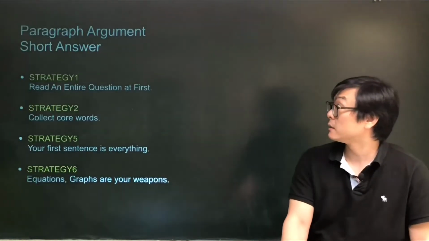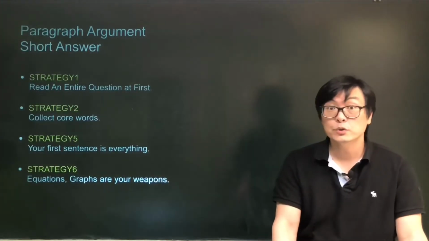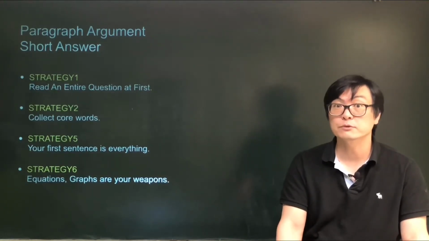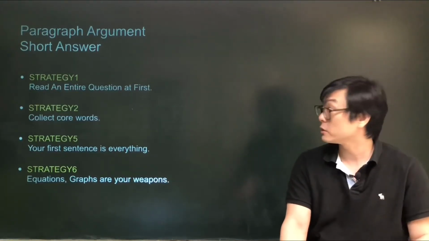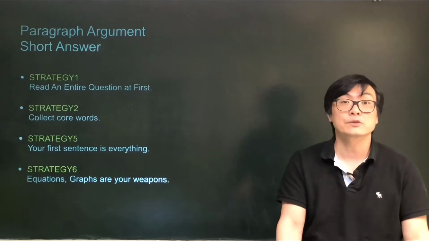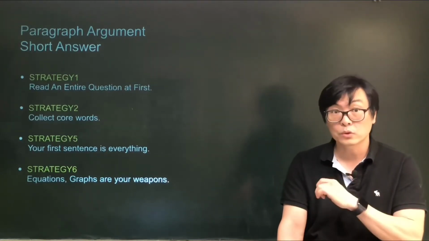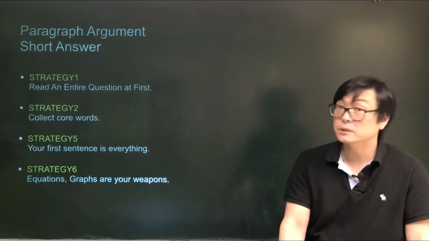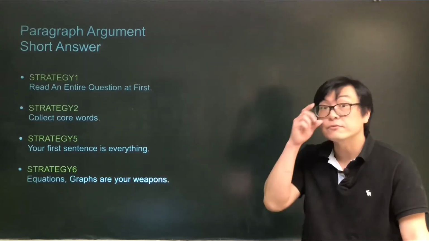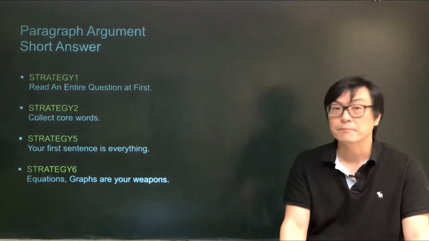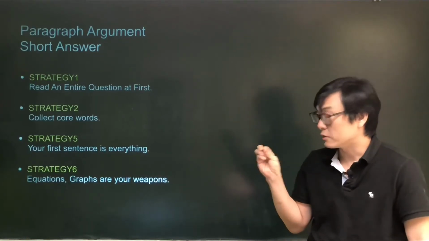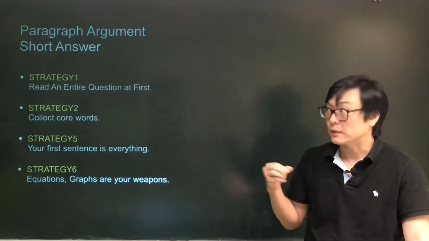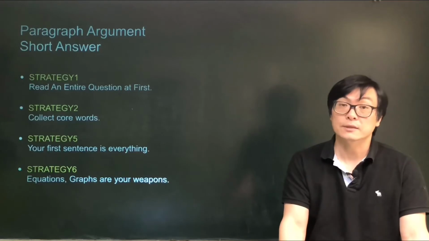Let's start by reminding ourselves of those strategies. Strategies 1 and 2 are general, not only for this paragraph argument short answer problem, but also for qualitative-quantitative transition problems as well. Read the entire question first and collect all the information from there, with core words and important information. Strategies 5 and 6 are specifically for the paragraph argument problem, and your first sentence is the most important, so you have to write down the most important thing in your first sentence. Help your grader to understand what you are thinking directly from reading your first sentence only.